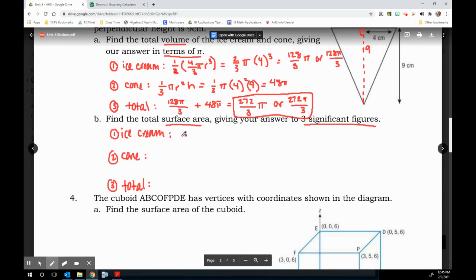All right, so for my ice cream, again, we're only looking at half of the surface area of the sphere formula. So half of the formula from my formula booklet is 4 pi r squared. And I'll sub in what I know and get my answer. My cone, I'm going to need the formula for the curved surface of the cone, which is pi r L. So that L, remember, represents the slant length.